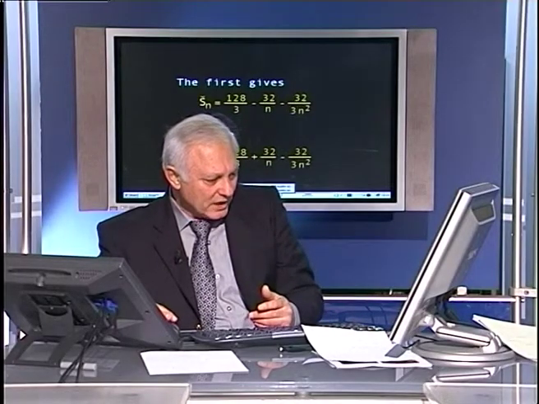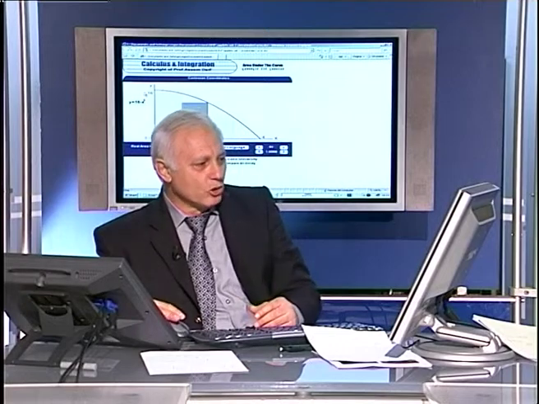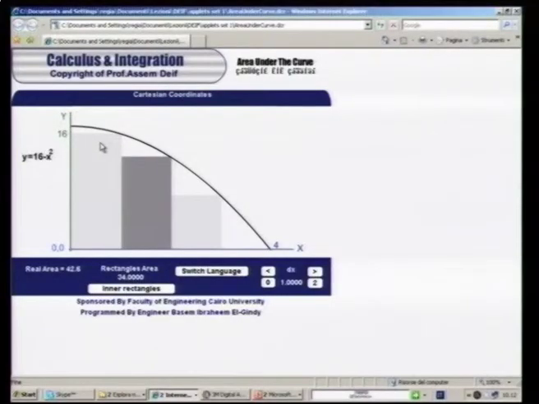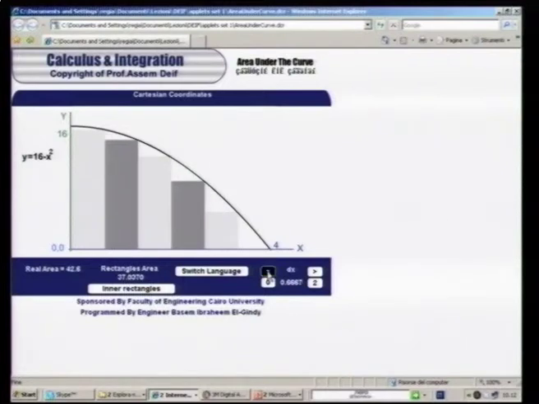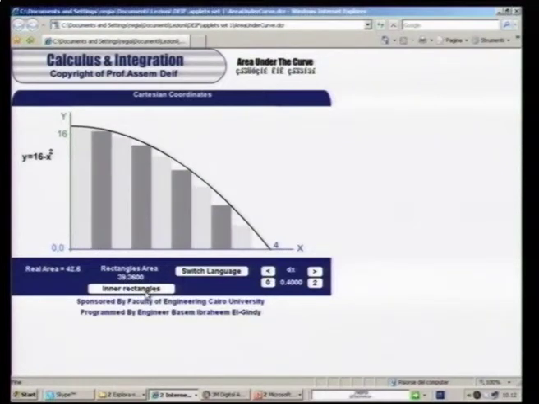Actually, we can show this on a small applet. Here we see your graph, y equals 16 minus x squared. We started by choosing inner rectangles. You have 4 here, but you can increase the number of inner rectangles, and you may take outer rectangles too. It doesn't matter. As you increase the number of subdivisions, you see that the exact area, the real area, is 42.6, whereas the area of the outer rectangles is 45.75 and the inner one is 39.6.